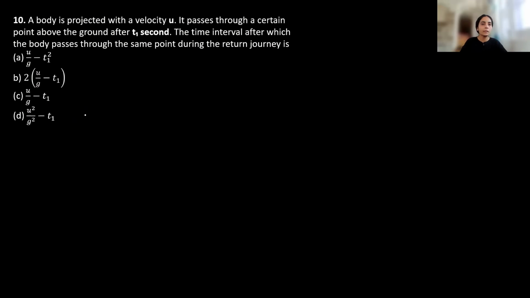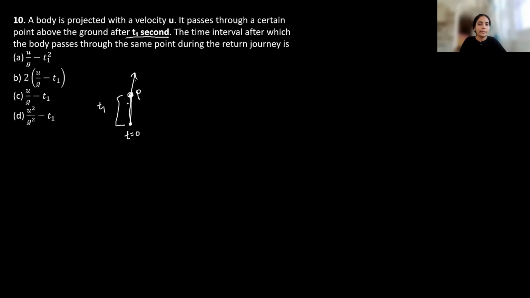चलो आगे बढ़ते. A body is projected with a velocity u. It passes through a certain point above the ground after t1 second. Okay, I got distracted. Let me read the question once more. A body is projected with a velocity u. So हमने इसे u velocity से project किया. It passes through a certain point above the ground after t1 second. So let's say it is passing through this point after t1 second. So t equal to 0 पे आपने throw किया and t1 second के बाद it is passing through point P.